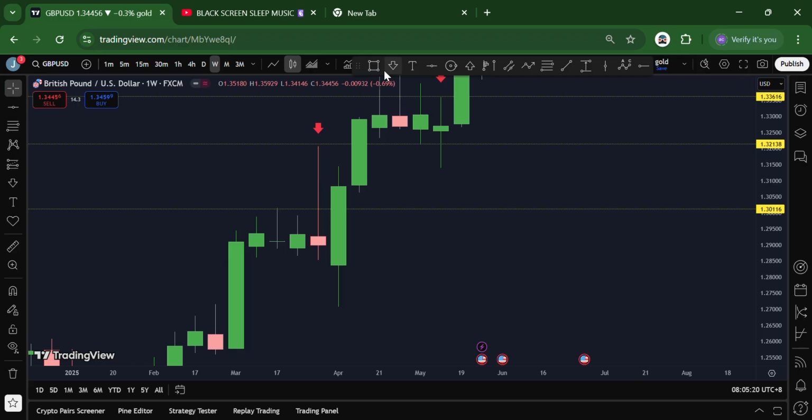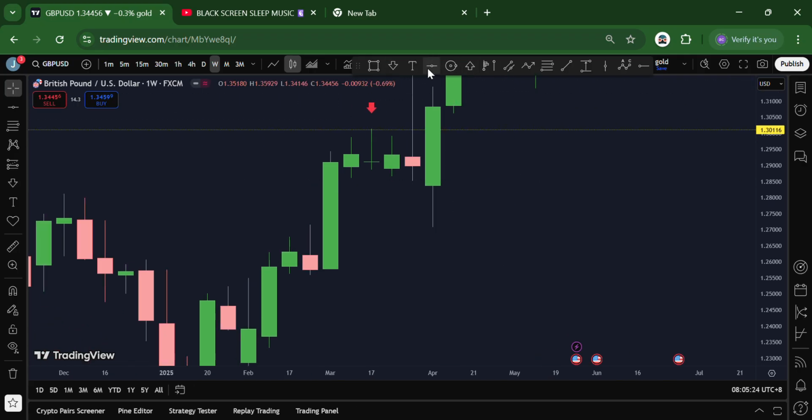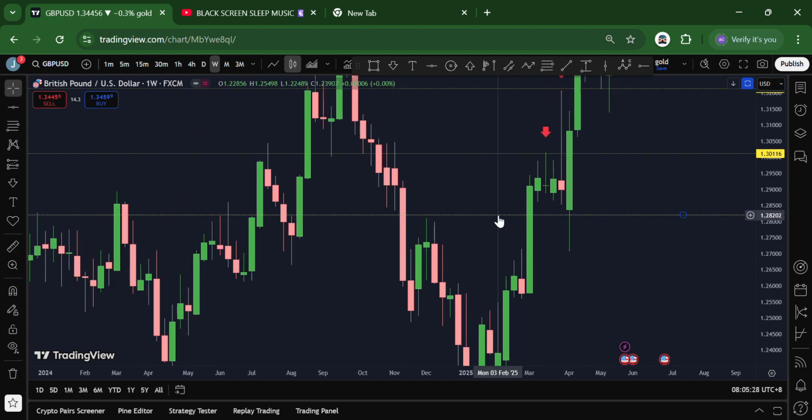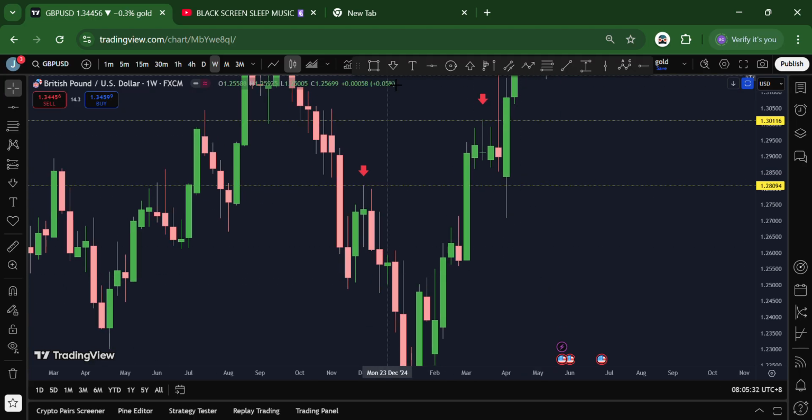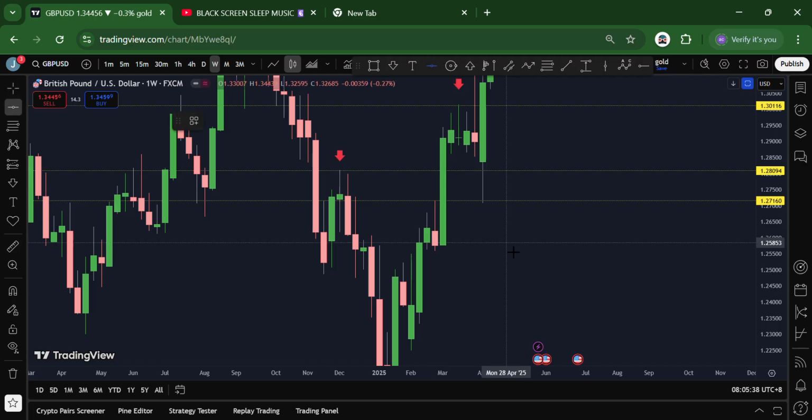This one. You can also put one here, and here if you want. This is all the key resistance levels on the weekly time frame.